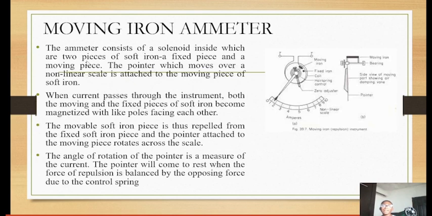So, the moving iron ammeter. The ammeter consists of a solenoid inside which are two pieces of soft iron, a fixed piece and a moving piece. The pointer, which moves over the non-linear scale, is attached to the moving piece of the soft iron, and this is the explanation of the moving iron ammeter.